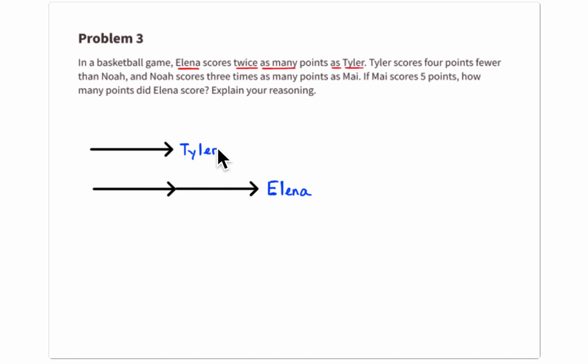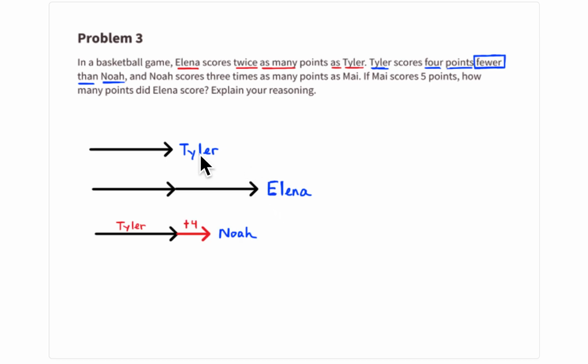So that's the end. So you start out, Elena scored twice as many points as Tyler. So just draw an arrow. This is Tyler's number of points. And Elena scored twice that many. So draw 2 arrows. That's twice. That represents twice as many points as Tyler scored.